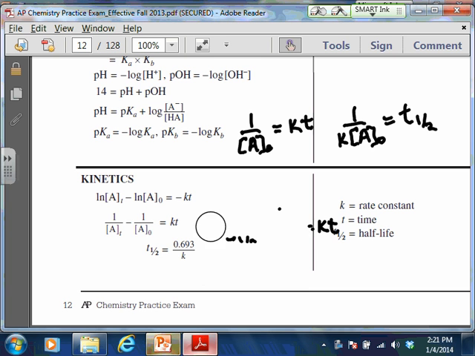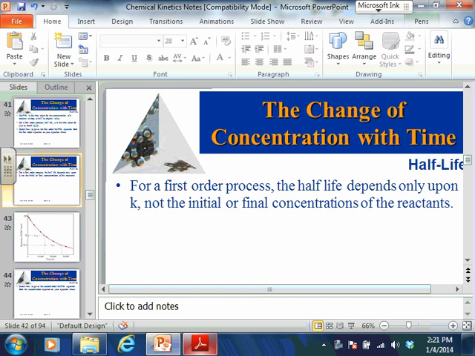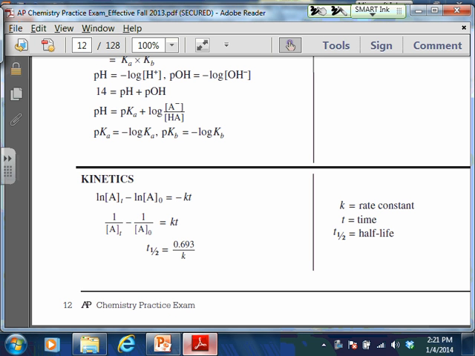Now, you don't really need to know that because if they ask you about a half-life on a second order reaction, you can just pick some numbers, right? If they give you the rate constant, which they would have to do on this one for the second order reaction, then just plug in a couple of concentrations.